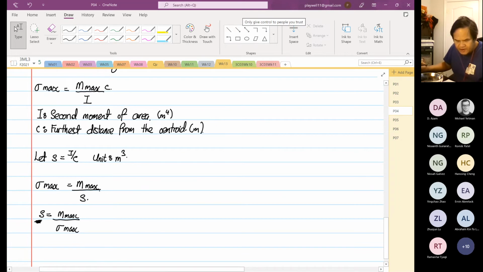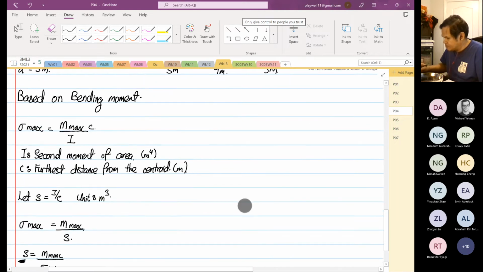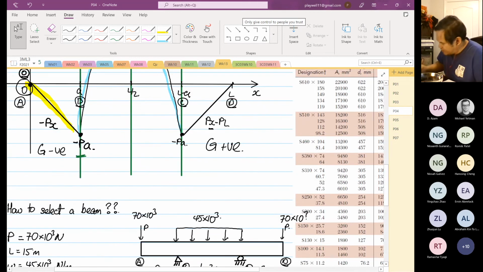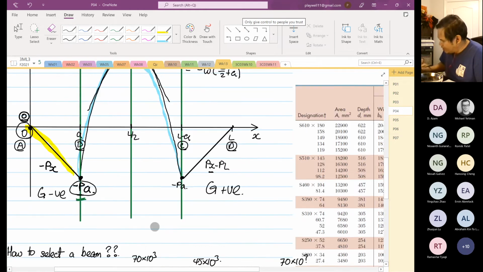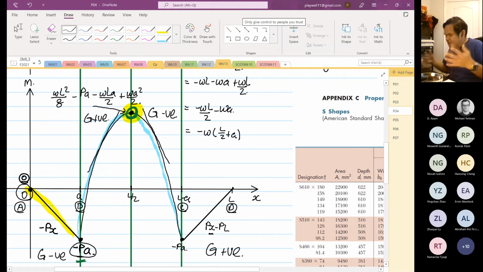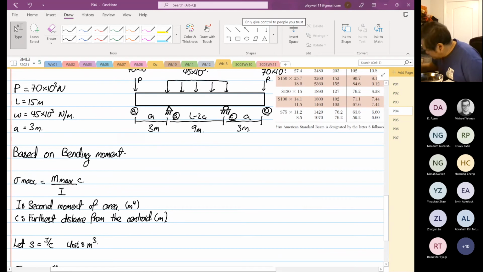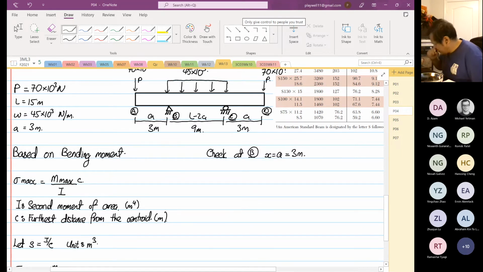From here, let's say we have to determine our maximum moment first. The maximum moment can be at this point, or it can be at this point. It all depends on your loading. So let's check at point B, where x is equal to a and a is equal to 3 meters.